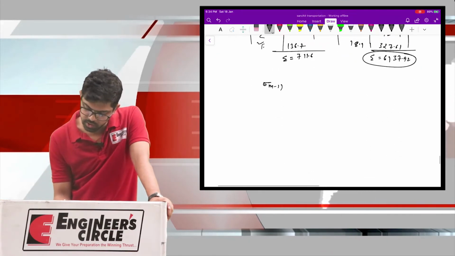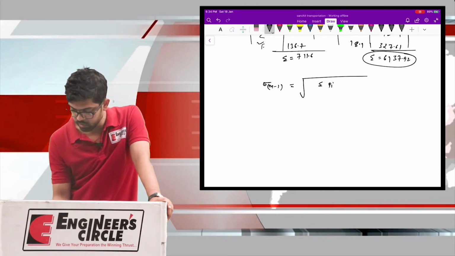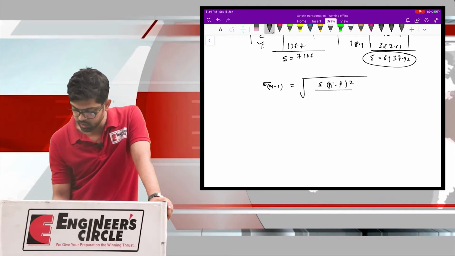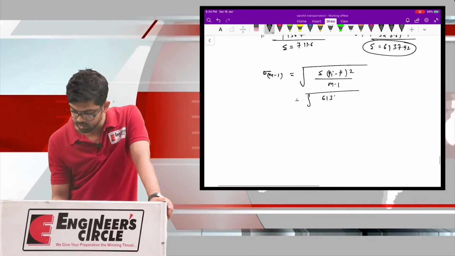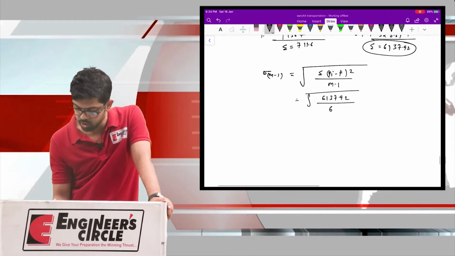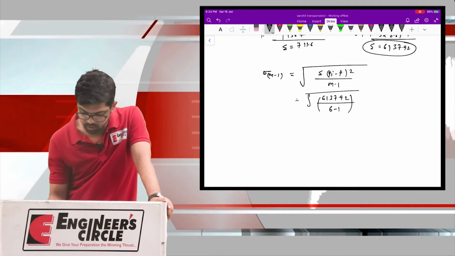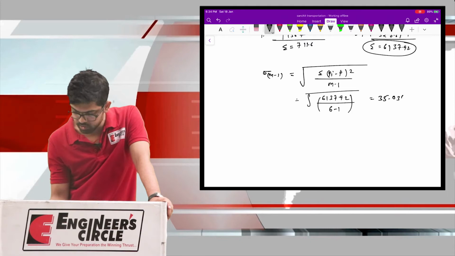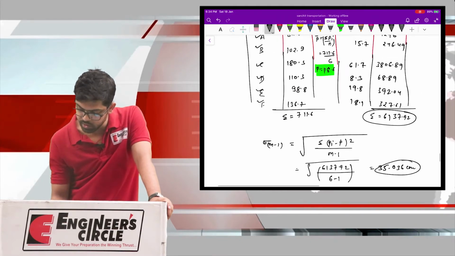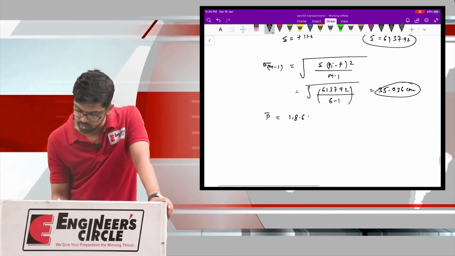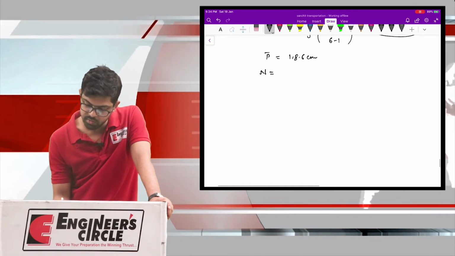Now what is this standard deviation? The standard deviation is denoted by sigma m minus 1, and it is equal to the square root of the summation of (pi minus p bar) whole square upon m minus 1. I have calculated the summation as 6137.92, and the total observations are 6, so 6 minus 1, divided by 5, under root. The result is 35.036 centimeters. This is my standard deviation, and the average value p bar is 118.6 centimeters. Now your total number of rain gauge stations is given by the formula.